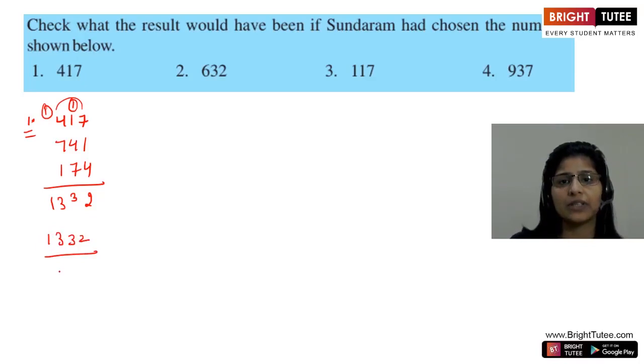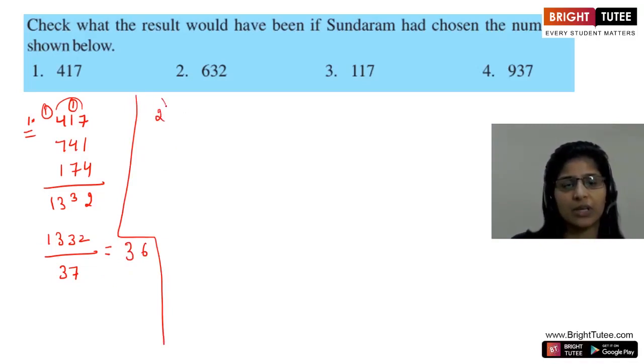Can we divide it with, just see, can we divide it with 37? Try dividing it with 37. So after dividing it, we get 36 as the answer, right? So it's exactly divisible. Now let's try the second question, in which the number is 632.